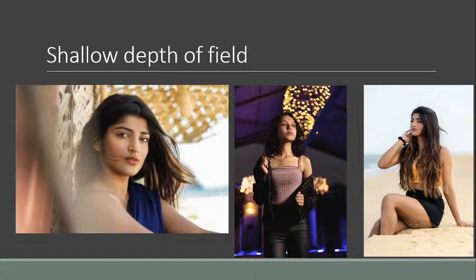So the foreground is blurred and the background is blurred as well, so the main focus will go on the model itself. So that's one way, and another advantage is it'll give you different bokeh if you're shooting at night or in any kind of cafe, or you have small different holes, so you'll have that beautiful bokeh effect which you can have with shallow depth of field.